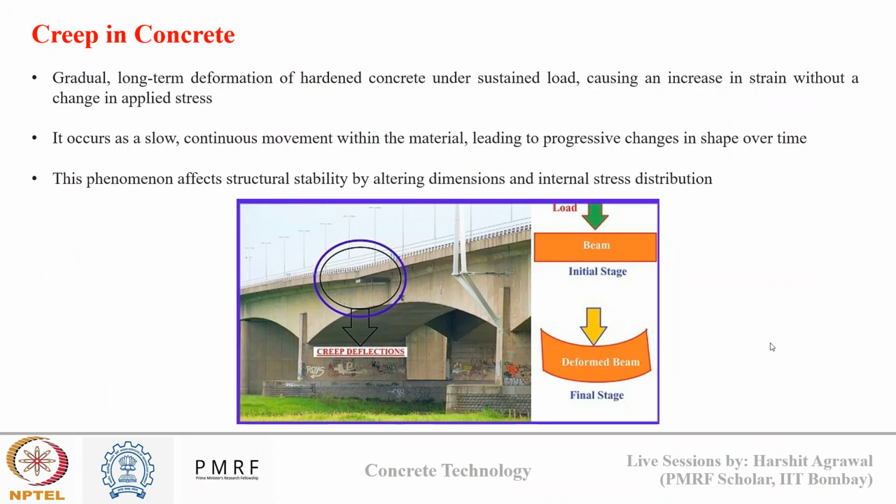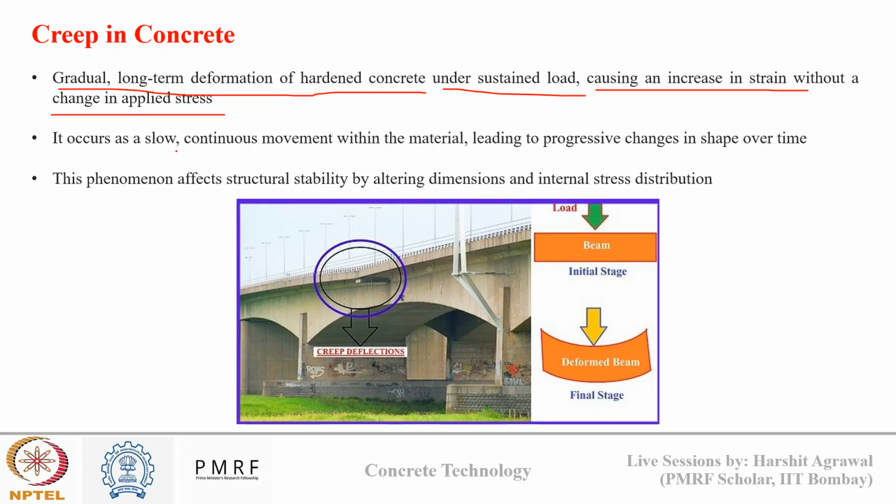Now the next part of our discussion is in hardened concrete properties, creep in concrete. So what does creep mean? Simply saying, creep is a gradual long-term deformation of hardened concrete under sustained loading, which causes an increase in strain without a change in applied stress. So it is a gradual long-term deformation.